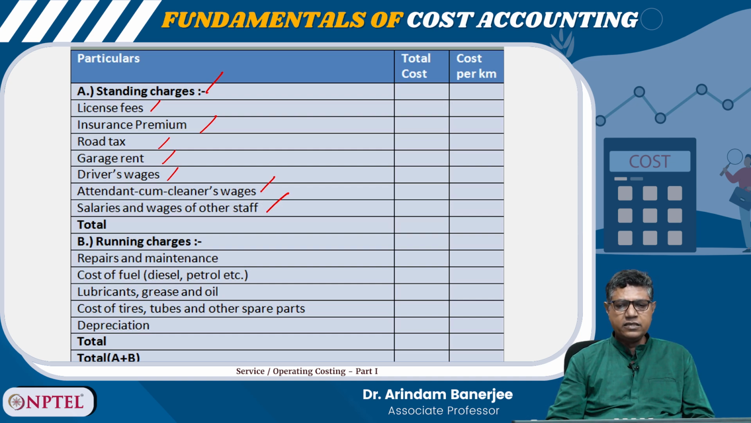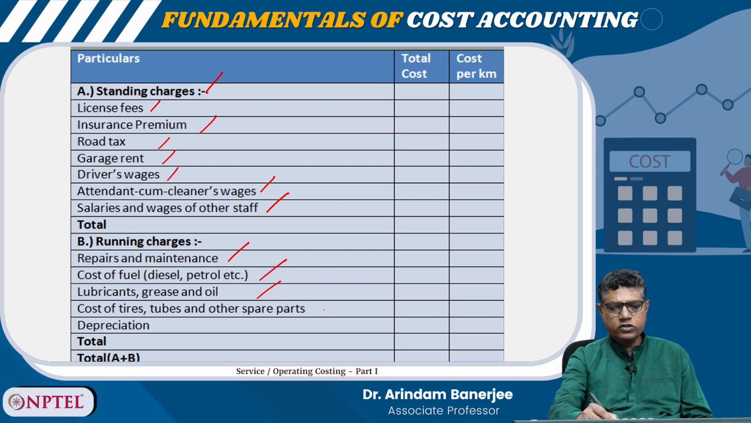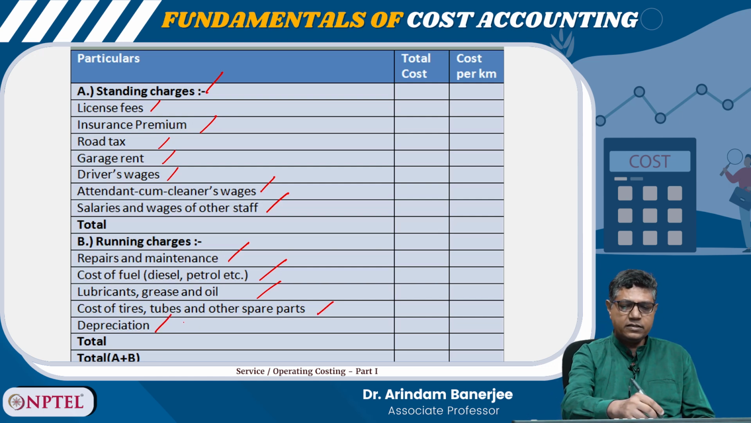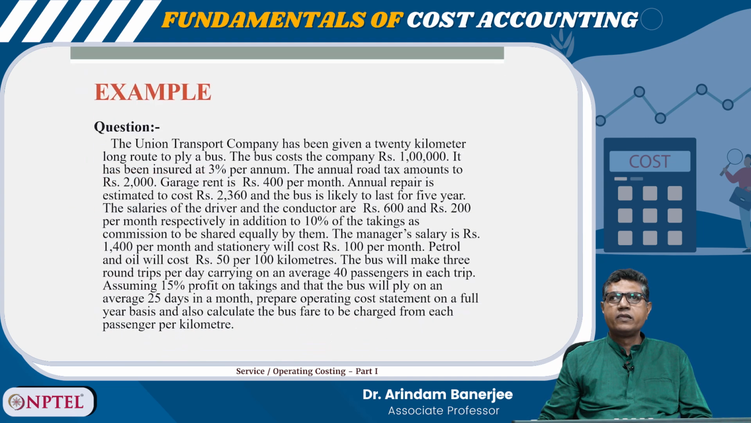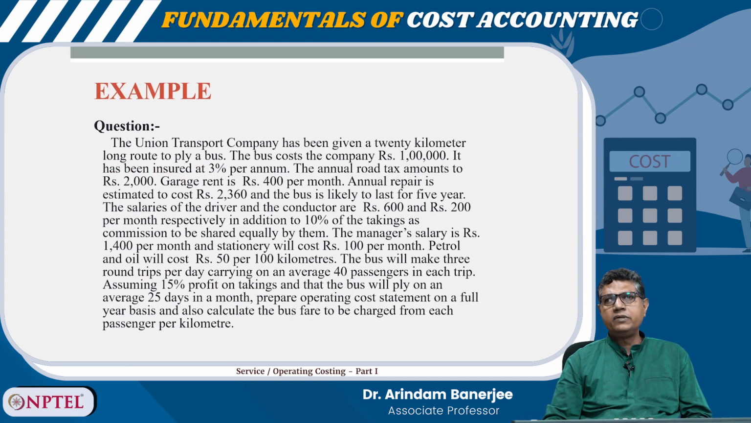Then there are running charges. Running charges are repairs and maintenance, cost of fuel, lubricants, cost of tires, tubes and other spare parts, and depreciation. If you add these two, the total will be A plus B, and you will get the total cost. So this is the format for the cost sheet for a transport company. Here is one example again.